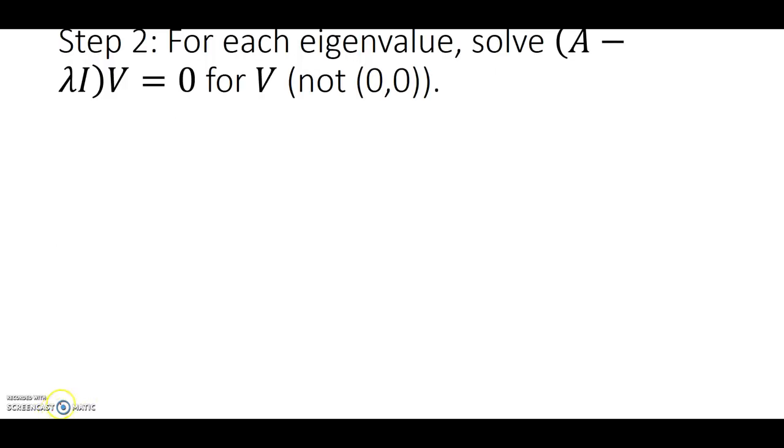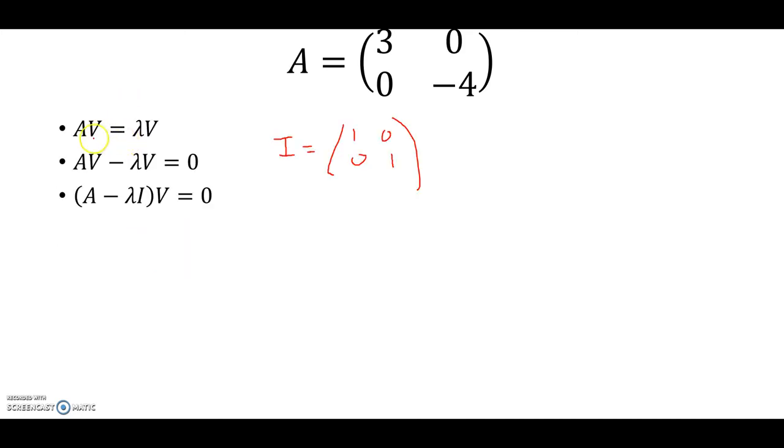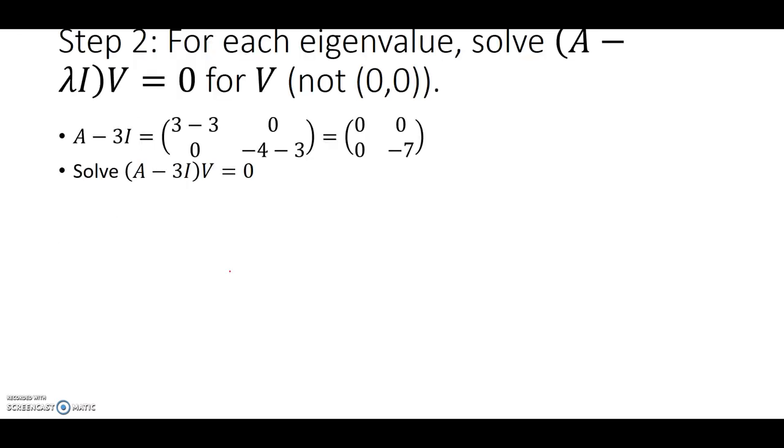Now step 2: for each eigenvalue, we need to find an eigenvector. Each eigenvalue has its eigenvector, so we need to plug each eigenvalue back into this equation, (A minus lambda I) v equals 0. We could plug it into the original equation back here, but this is the more optimal form to calculate v from, since we've factored out a v and have only one v left.